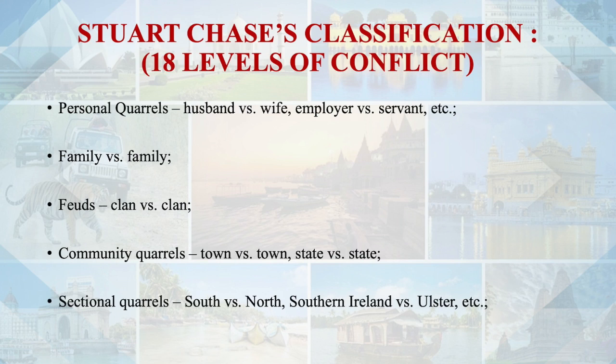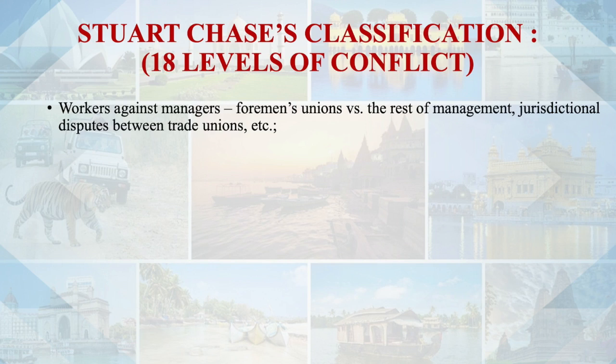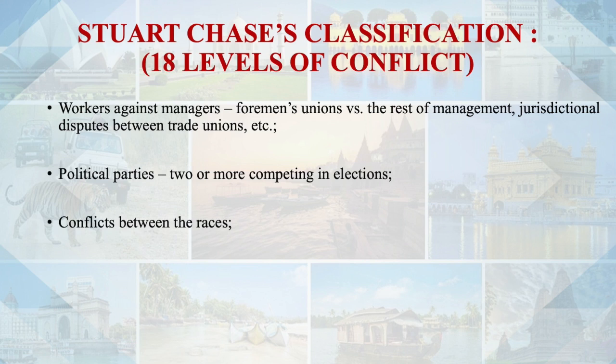Then sectional quarrels, south area versus north area, the example of Southern Ireland and the other part of the country. Then workers against managers, union-management disagreement, which is another kind of conflict. Then disputes between trade unions. Then political parties, two or more competing political parties of differing ideologies fighting for space in elections. Then conflict between different races, ethnicities or tribes. Then religious conflict based on religious belief.